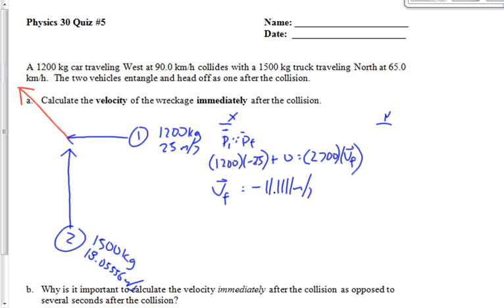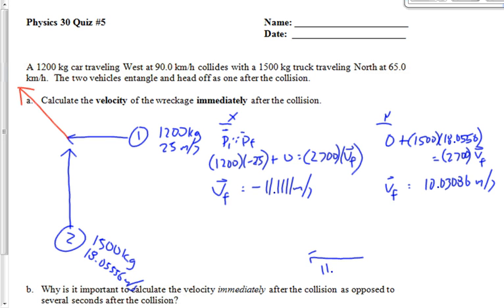We'll do the same thing for the y component. Pi is equal to Pf. The initial momentum for object number 1 would be 0 on the y-axis. For the other one, object number 2, it's 1,500 times 18.0556 equals 2,700 times Vf. Brendan, what did that one equal? And that one is positive, as you can see here. Now we combine these. We go 11.1111 to the left. We go 10.0386.